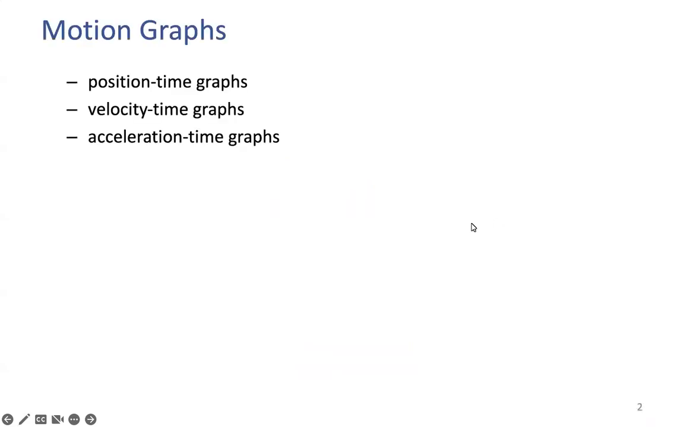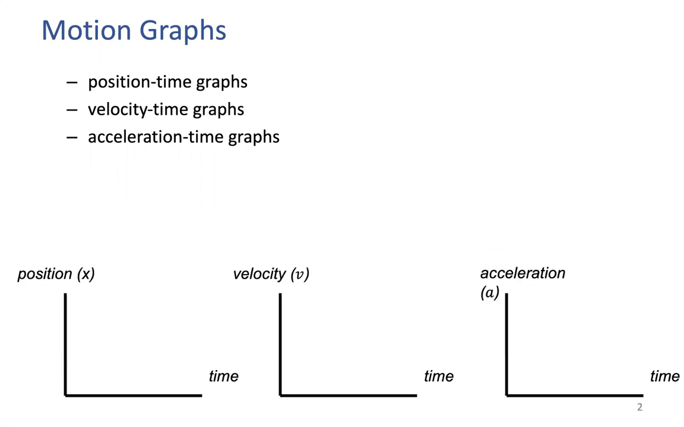Hello everyone. In this video, we talk about motion graphs. In our process of describing objects in motion, motion graphs, the position versus time, velocity versus time, acceleration versus time graphs do a lot for us. In fact, we should be able to look at the slope of the position versus time graphs to describe how the velocity is changing with time.